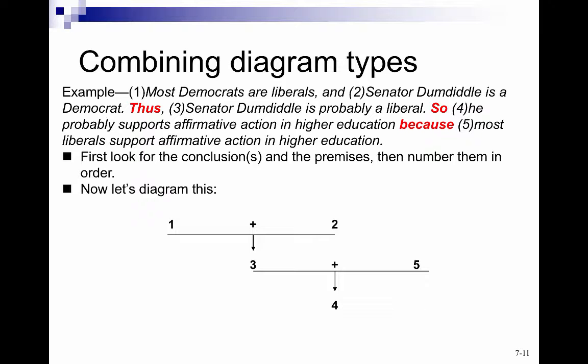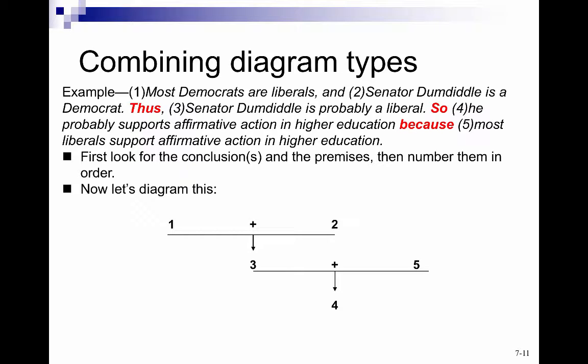So most Democrats are liberals, thus Senator Dumdiddle is probably a liberal. No, I need the second premise, Senator Dumdiddle is a Democrat, to lead to that. So 1 and 2 are linked. So I put the plus statement between 1 and 2, and then both of those lead to 3. So that's the first part of this argument.